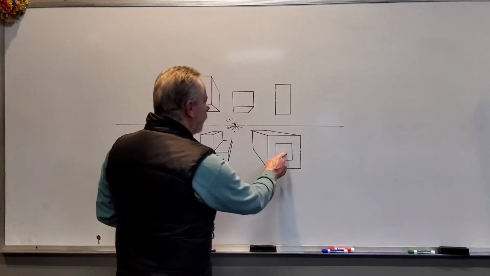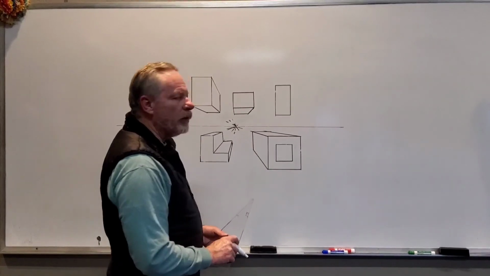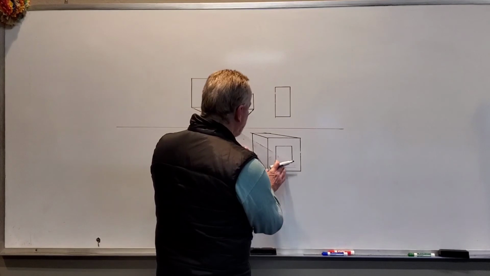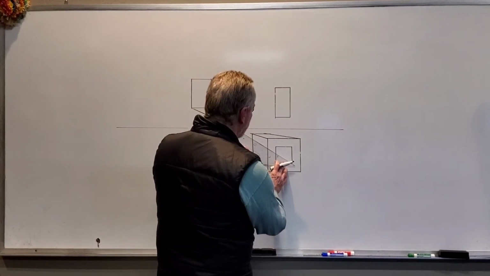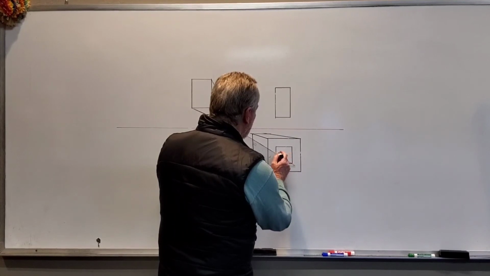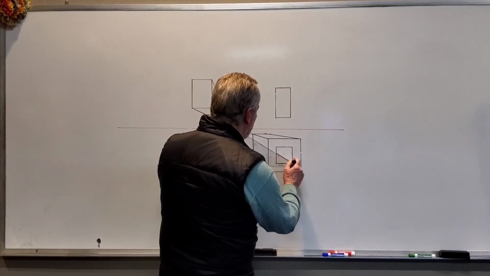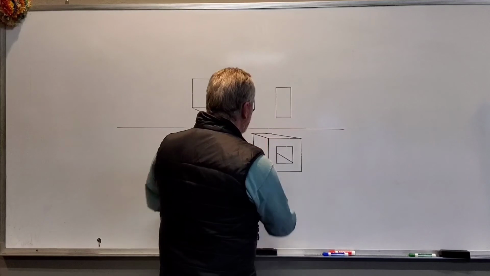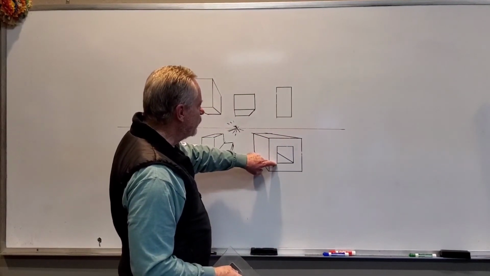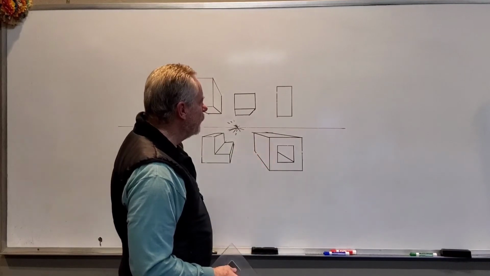Okay, now here's this object here, and if this is hollow, I can see the inside of this block. So I can see this corner right here. It's the only corner I can see. I can't see this one because it's above, and this one is hidden by this wall here.